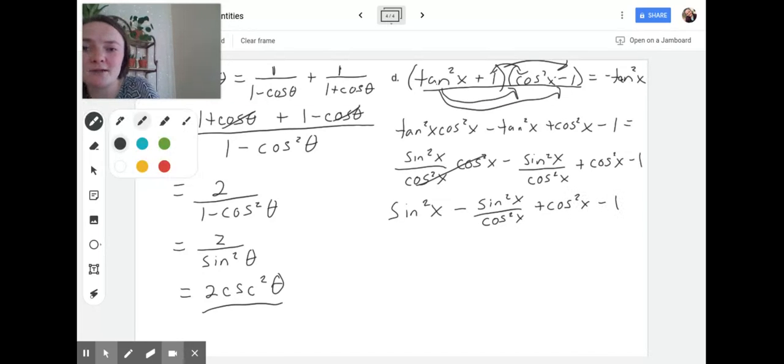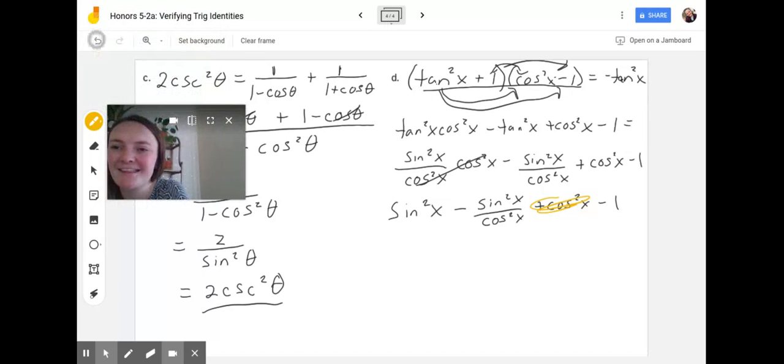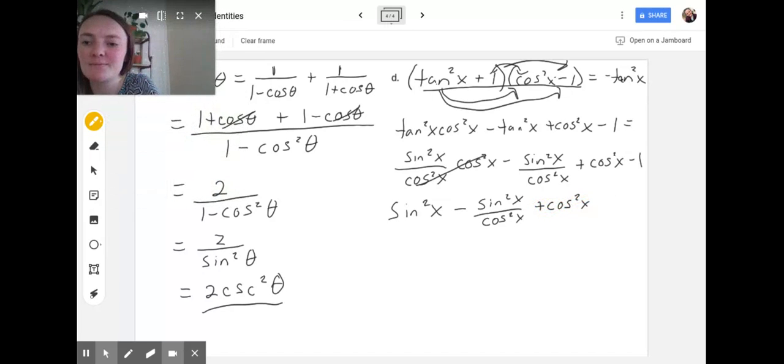Get my highlighter out for a minute. Okay, all right, minus 1, sorry. Minus 1. Okay, so I'm going to get my highlighter out for a moment.